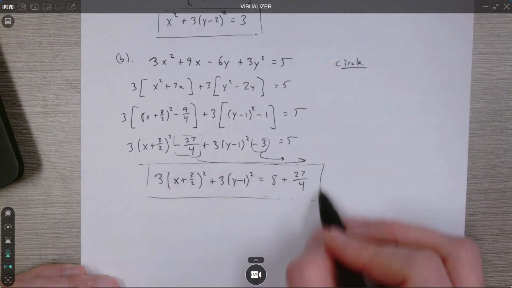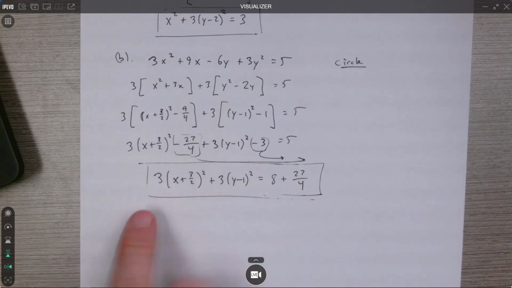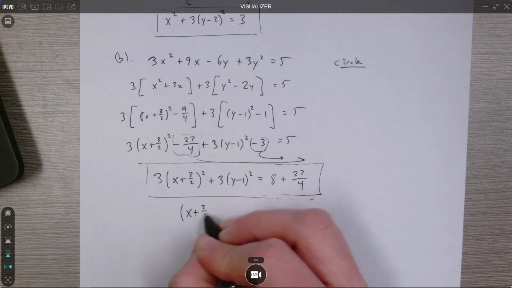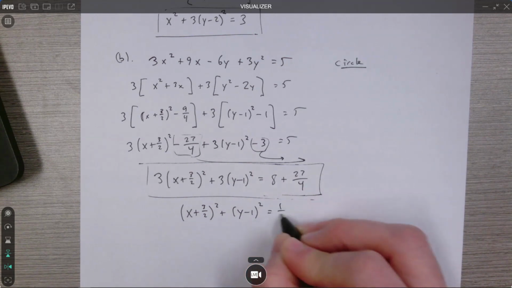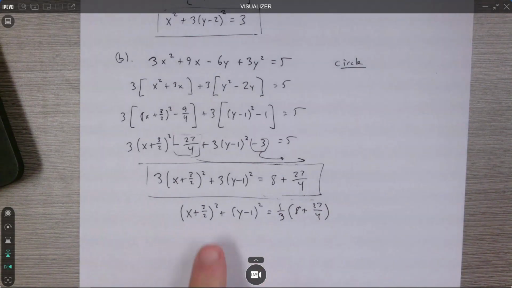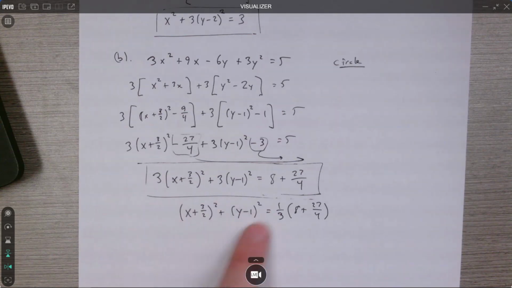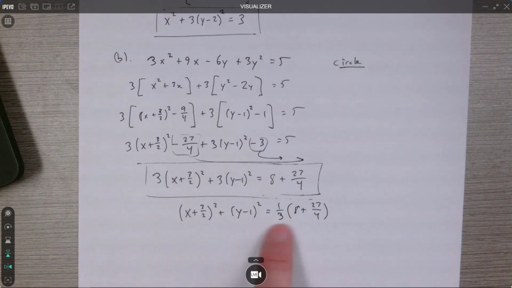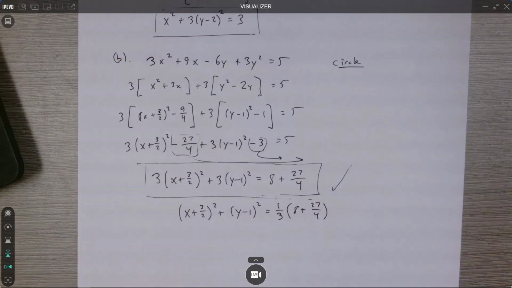So where have we ended up here? Is this really a circle? It seems like yes, because if I wanted to, I could divide through by 3 on all the sides. So let's do that, actually. So let's do x plus 3 halves squared plus y minus 1 squared equals 1/3 times 8 plus 27 over 4. So now it's definitely in a more conventional form where you can see it's just a translated x and translated y from the original x squared plus y squared. And then this is an expression that just gives a number, and this would be the radius squared. So yes, definitely a circle.